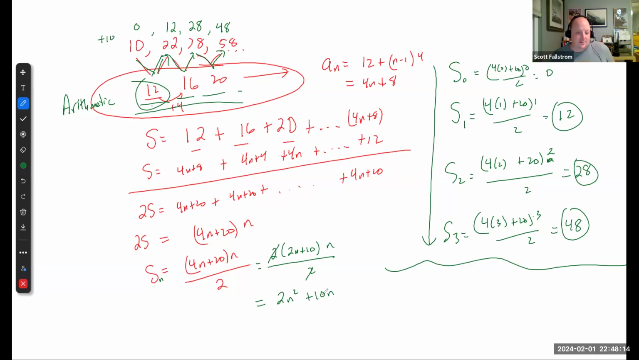You plug in 1, you get 12. You plug in 2, you get 28. Plug in 3, you get 48. But what I want to do is I want to plug in 1 and I want to get 10 out. So what we're going to do is take that sequence and just add 10 to it. And we may have to adjust the value of n just a bit so it starts at the right place, because we need the first one to start right here.